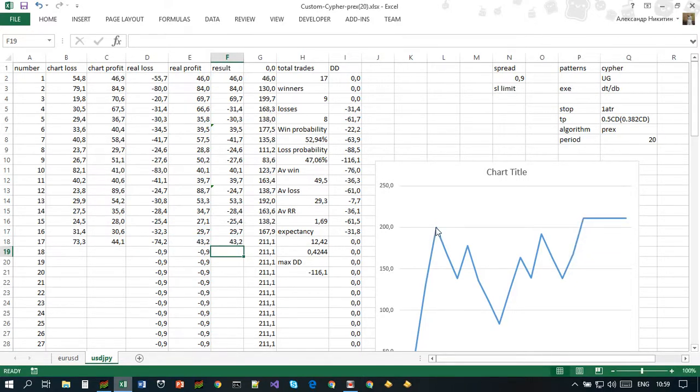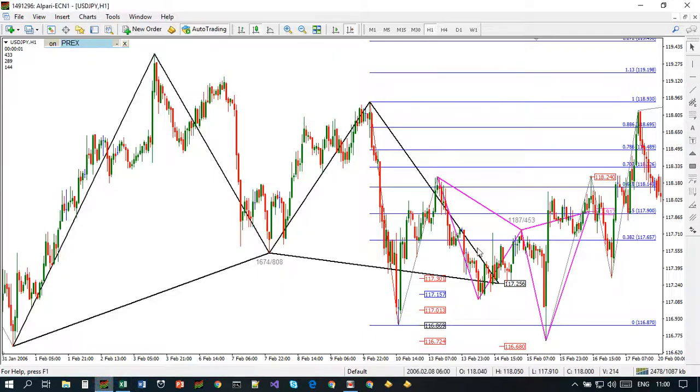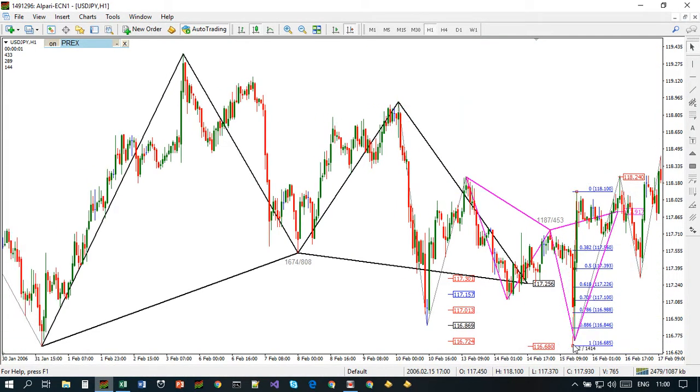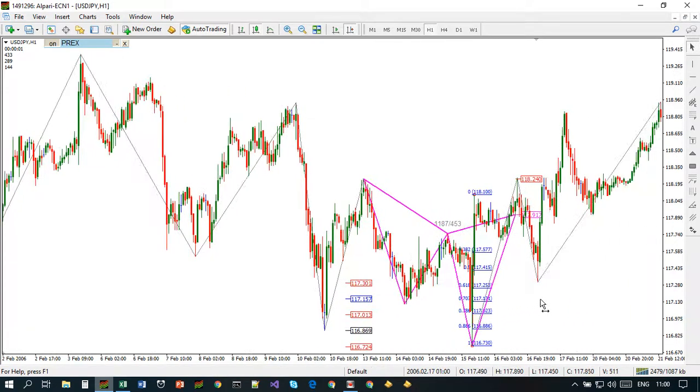Boom, the drawdown recovered. Now we have a highest high on equity curve. So our equity curve has the maximum number, 211. After we hit that 50, immediately we have that cipher pattern completion. Yes, so let us see how the cipher performs.